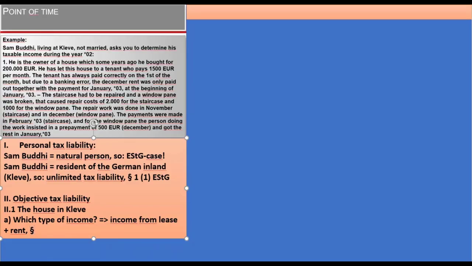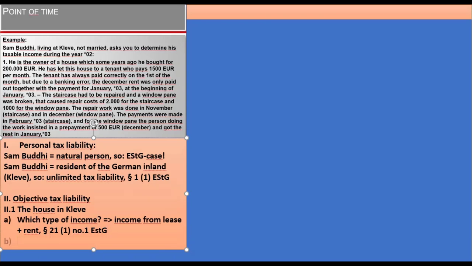So we can take that as a reference, 21, number 1, ESTG, income. And if it's income from lease and rent, then another conclusion is automatically true. So part of the worldwide income of the taxpayer, that is to be seen in the list of these 7 types of income in 2.1 number 6.